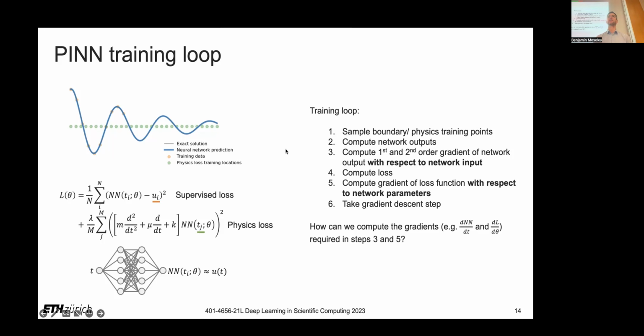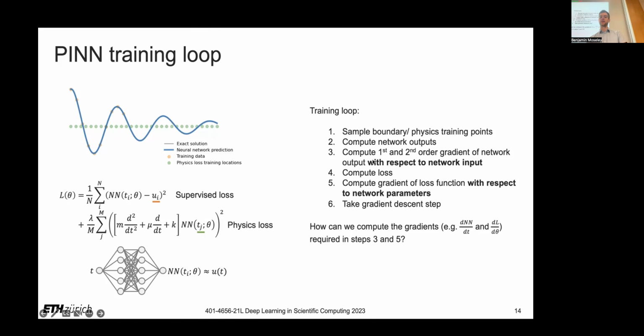And we're just going to train it as if it was a standard neural network, right? So we're just going to train it using gradient descent. And so how do we do it? So first we need to sample our boundary and our physics training loss points. So these are these orange and green values here. Then we're going to compute the outputs of the network. This is all a very standard part of the training loop of neural networks.